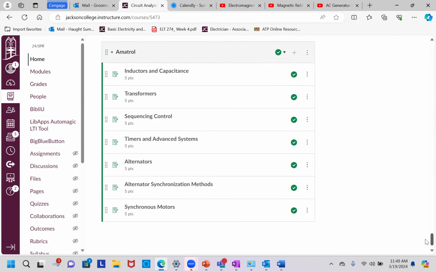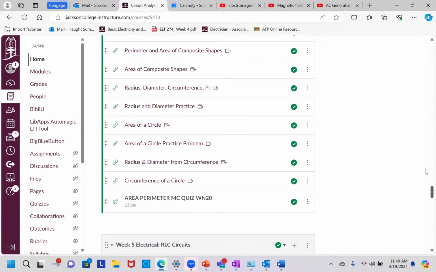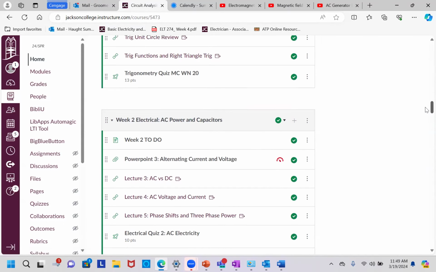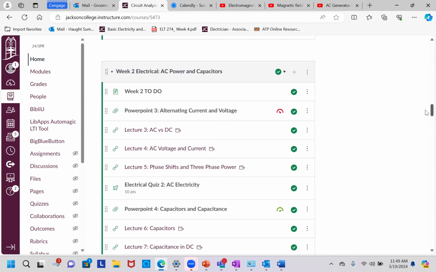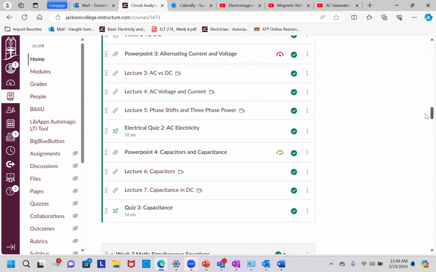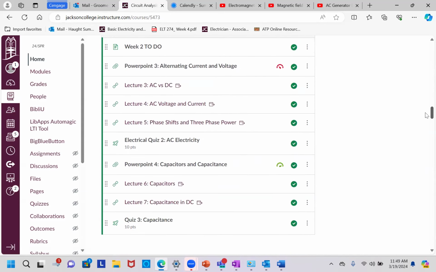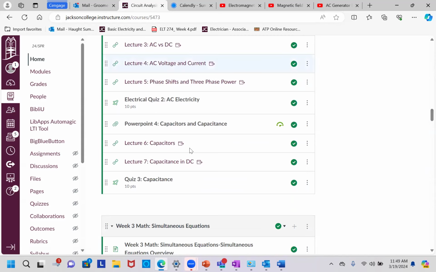Again, as a reminder, make sure that you keep up with those amateur modules. So next week, we're going to talk about AC power and AC electricity in more detail. And you'll note that there's 2 quizzes for next week. So just be mindful that some weeks there are 2 quizzes. Next week is one of the unfortunate ones.